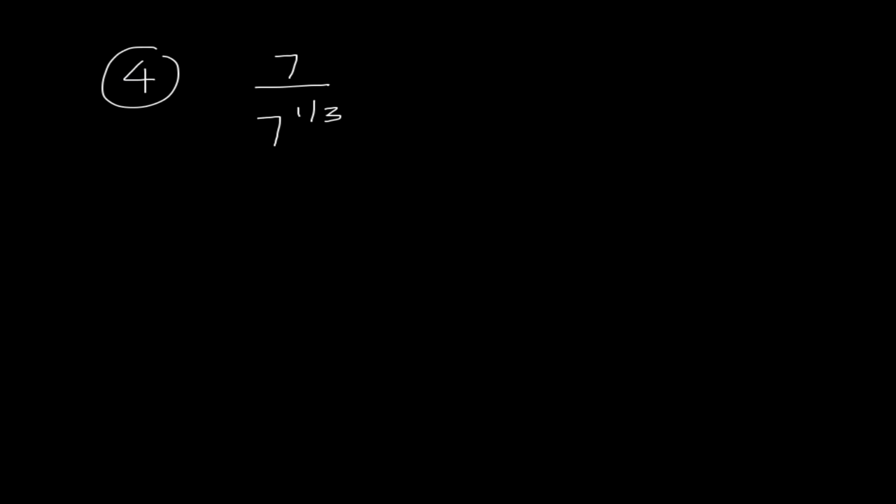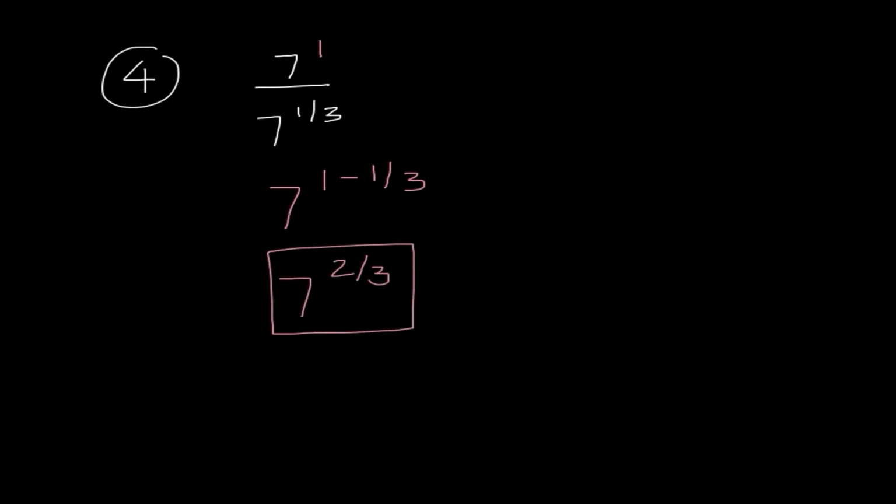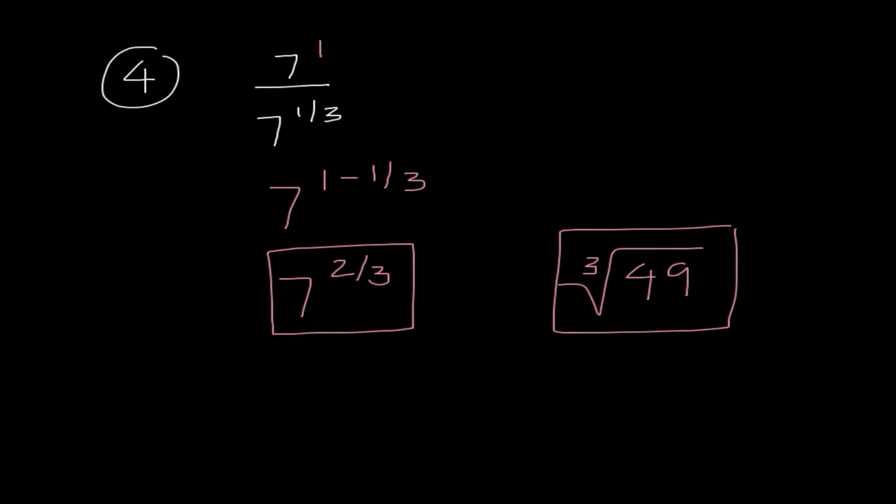Number 4 deals with some battling here. I have 7 over 7 to the 1/3. I know 7 is really like 7 to the 1st power. So I'm going to have to do 7 to the 1 minus 1/3 power, which becomes 7 to the 2/3 power, or the cube root of 49. So sometimes problems will be as easy as they seem.